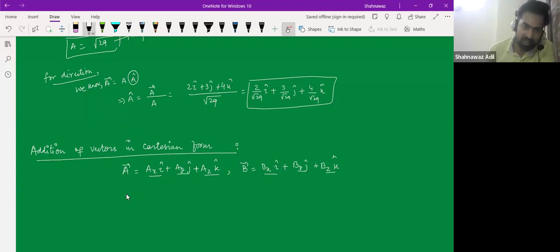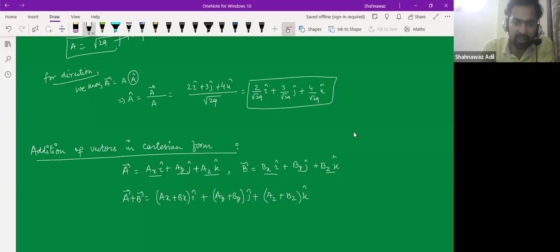So if we add them, what will we get? We will get AX plus BX i hat, plus AY plus BY j hat, and then AZ plus BZ k hat. So the i and i terms got added, j and j terms got added, and k and k terms got added. This is how we add these two vectors. Let's see an example to understand this.